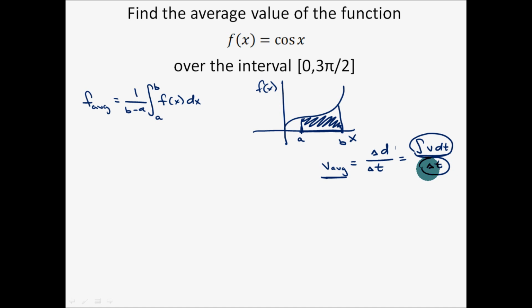Okay, so for this drawing right here, we would just have velocity on the y-axis and then time on the x-axis. Okay, so if you want to figure out the average velocity, you take the integral of velocity and then you divide it by how long the interval is. Okay, so that's why this makes sense. b minus a is how long the interval is, so we divide by that, and then we take the integral of our function. Okay, so let me erase this, clean this up a little bit.